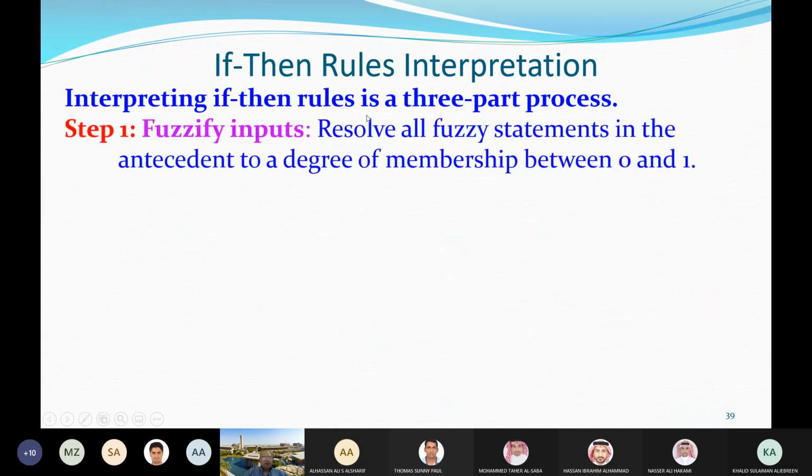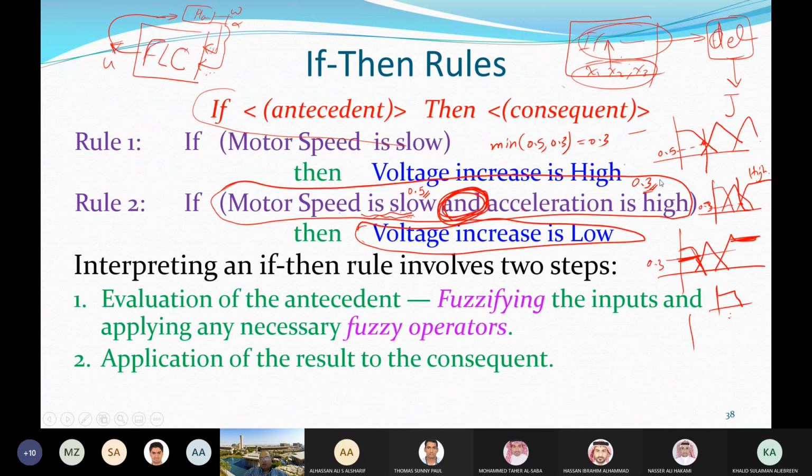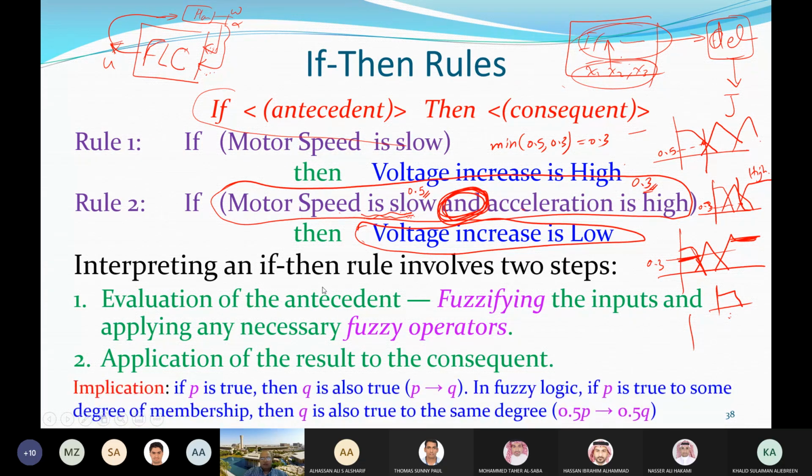So interpreting fuzzy rules is a three-part process. The first part is to fuzzify the inputs, as we have here. We measure the speed and convert it to 0.5. We measure the acceleration and convert it to 0.3 for this degree of membership. So this is the first part.